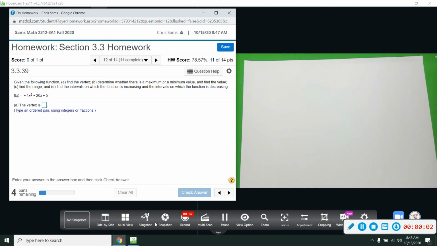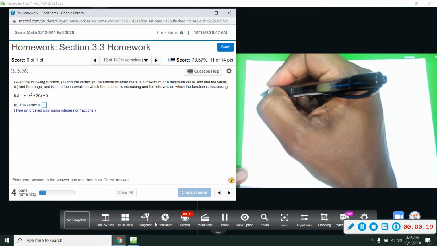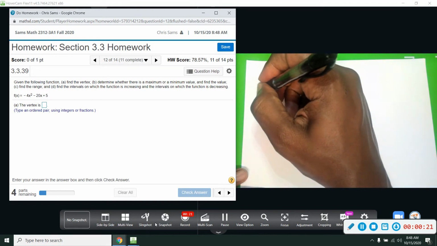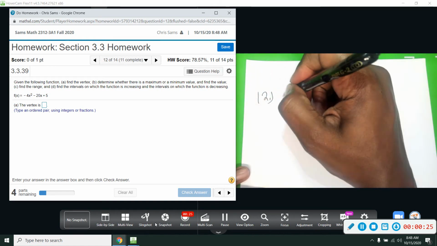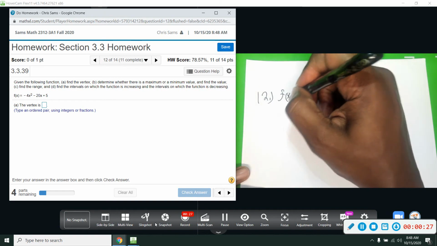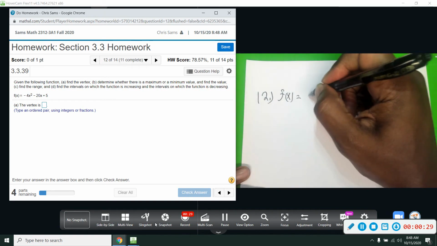Number 12, we're given the function and we want to find the vertex, determine if there's a minimum or maximum, and find that value, find the range and the intervals on which the function is increasing or decreasing. And we are going to start out by finding the vertex form of this function. So we have to complete the square.